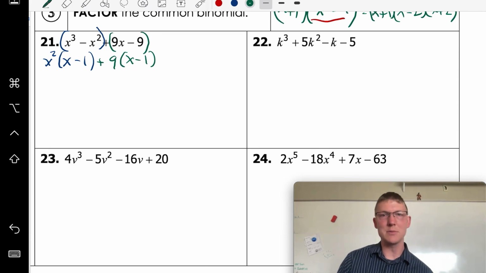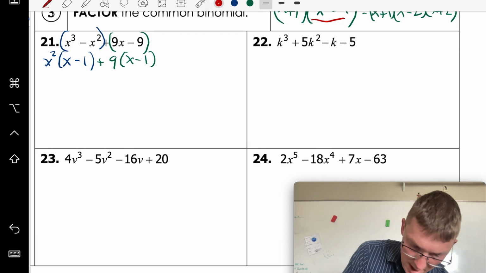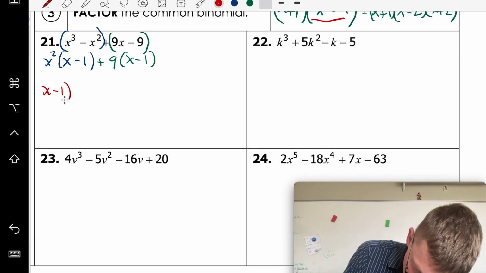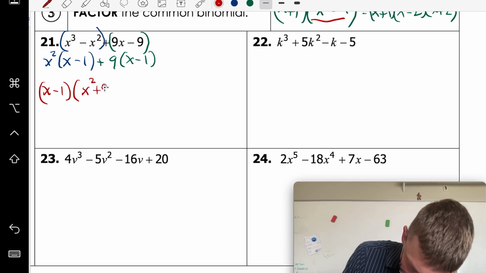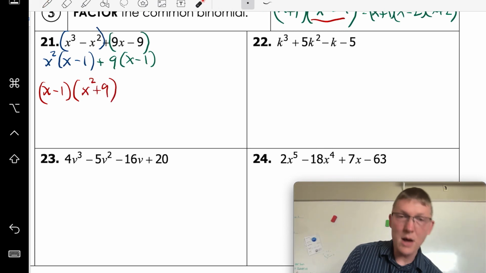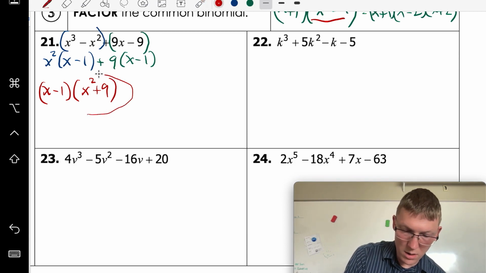So now we've got the x minus 1 in common, so that's what we're going to factor out. So now we're going to have x minus 1, and then what we have left over is x squared plus 9. Hopefully by now you've gotten in the habit of going, ew, an x squared, that probably shouldn't be my answer. In this case, it should, because this is a plus, so it's not a difference of squares or factorable in any way, shape, or form. And so we are done.